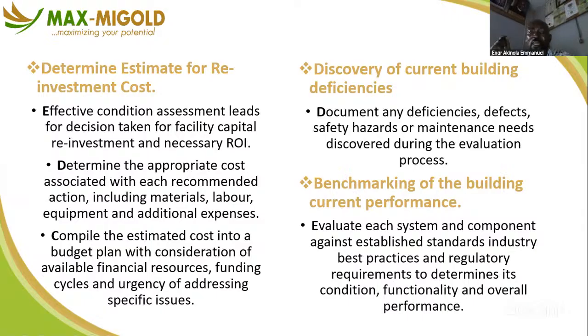Discovery of current building deficiency. Benchmarking of the building's current performance. What is the current performance of the building? Then, what do you expect in terms of expectation? Is the building up to the task? Is it giving you the right expectation in terms of deliverables compared to other facilities? Are you falling below? And if you are falling below, what are the things you need to do in order to meet the required standard of that facility?